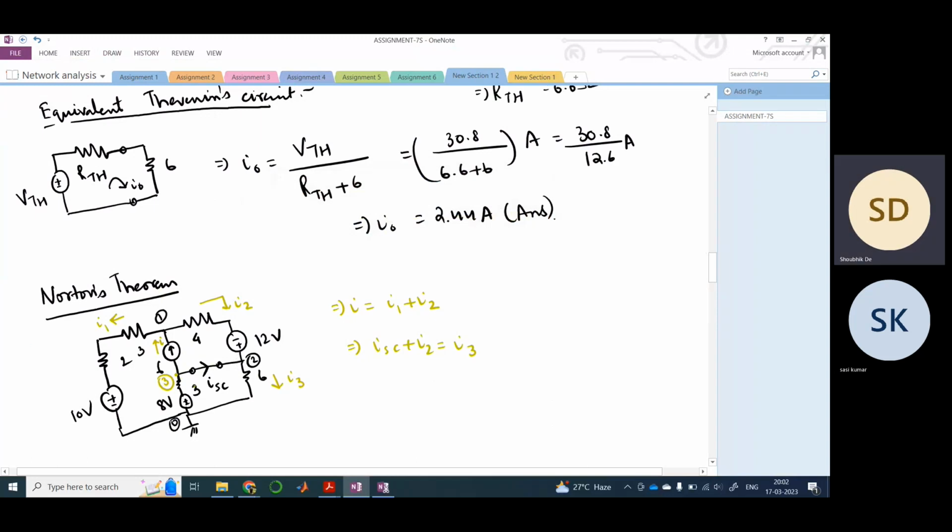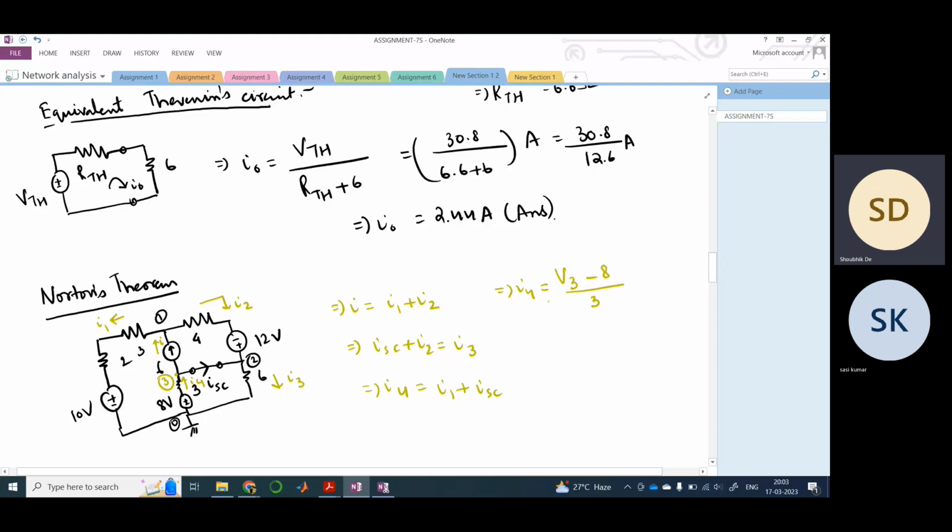For this you can do something like this. So this is I3. Not 3, this would be I4. Your I4 would be I1 plus ISC, where your I4 is nothing but V3 minus 8 divided by 3 ohm, right?